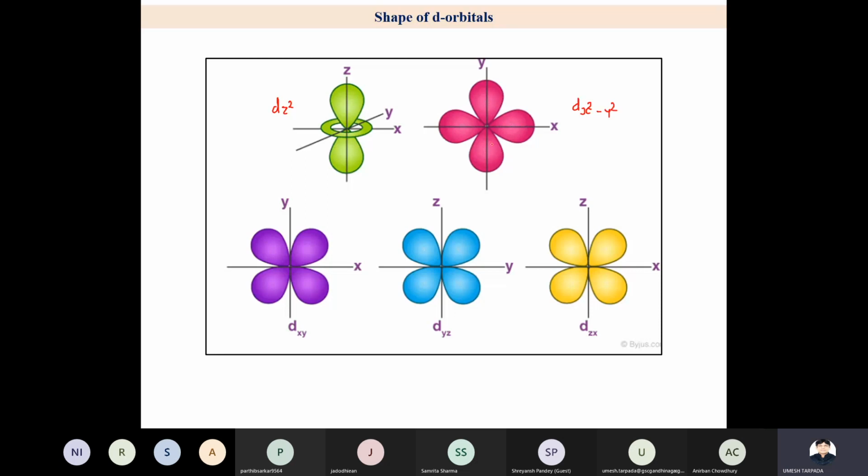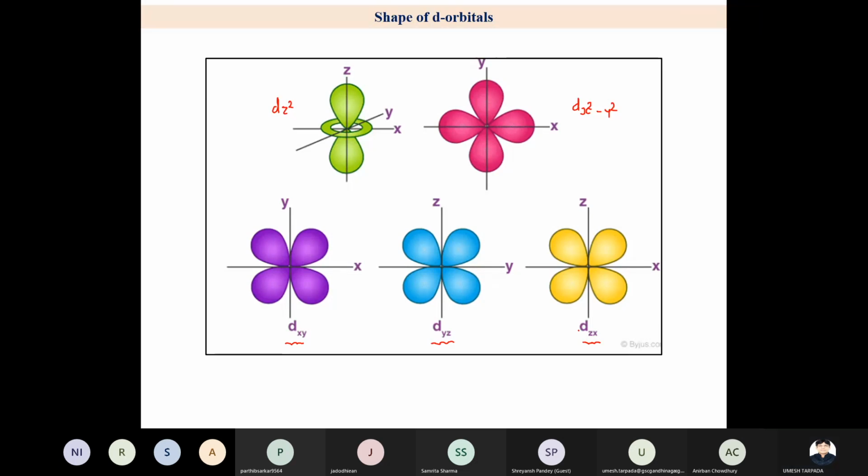The d orbital is a double dumbbell. Its lobes are on the x and y axes here, and on the z axis here. Now this is called dxy. This is dyz, and this is dzx.